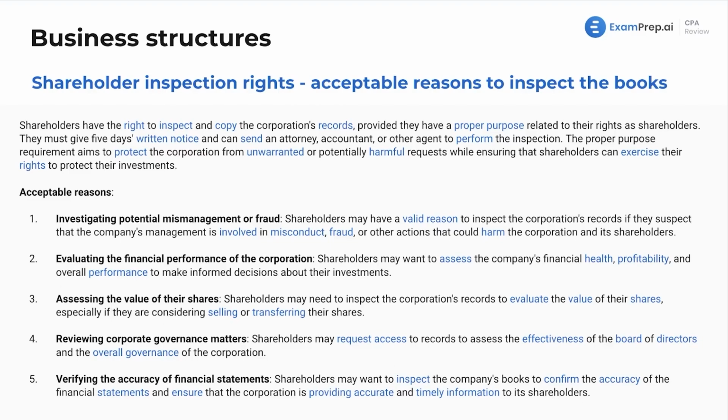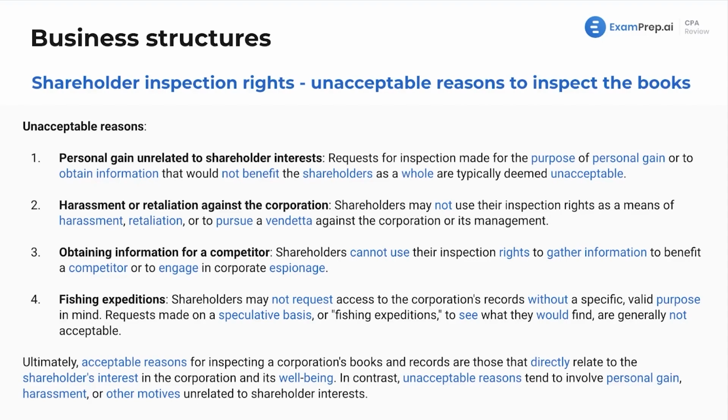In practice, how is this going to work? What's the process? Don't worry about it. Just pretend like it's as simple as this in the real world. Now, here are unacceptable reasons, because we talked about acceptable reasons. They all made sense. But what would be some reasons to protect the company and not let people go in and check the books out whenever they want?